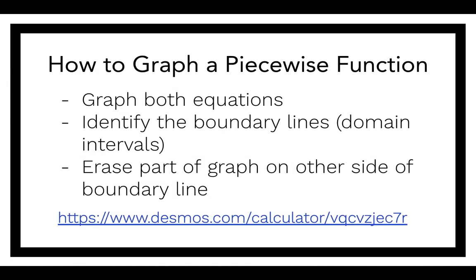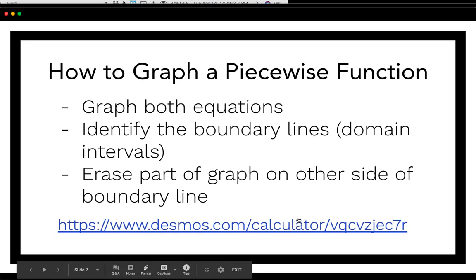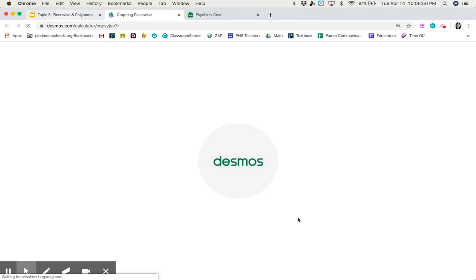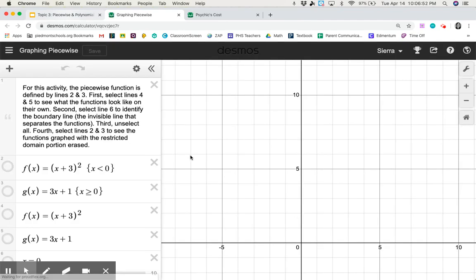So how to graph a piecewise function. Graphing a piecewise function is pretty simple if you know how to graph any type of function. So identifying the boundary lines is going to be that key piece. You can draw both of the equations and the functions as they are, and then decide where those boundaries are set, and then erase the part of the graph on the side of the boundary line you don't want. This doesn't necessarily erase it, but you can visually see a little bit of how it's going to change when you set those boundaries.